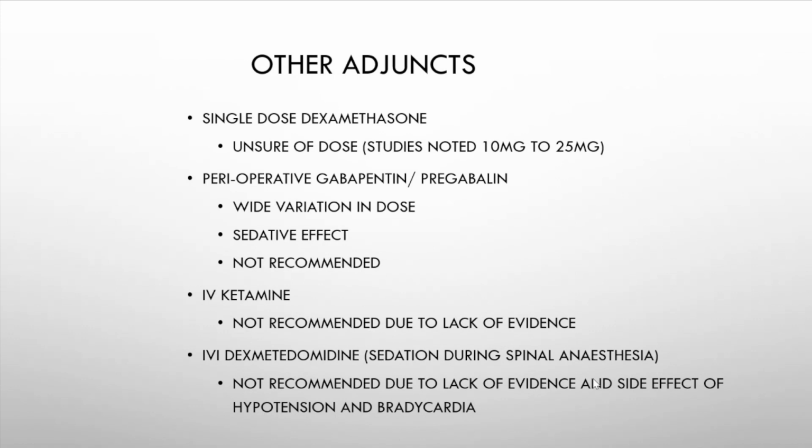When the PROSPECT group reviewed it, they found a wide variety of doses of dexamethasone used, from 10 milligrams up to 25 milligrams. That's very high. Actually, we commonly give dexamethasone as an antiemetic, so we can continue with that. It will have some effect, like prolonging regional anesthesia and also providing some analgesic effect. But not high dose. We use the common dose that we use for antiemetic.